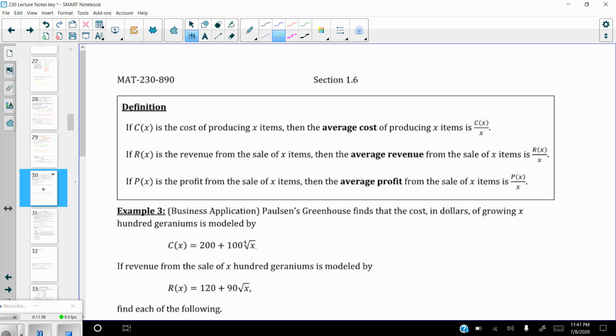Just a quick reminder here that profit in general is how much money you make, which is your revenue, minus how much money you had to spend, which is your cost. So profit is revenue minus cost. Okay, so let's go ahead and apply that to example 3.